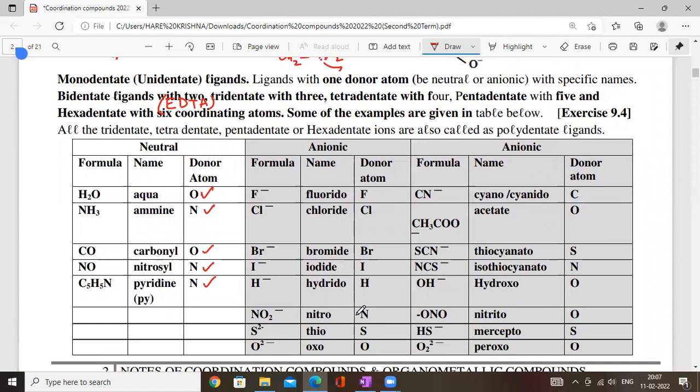Then we have sulfide, which is thio, and oxo. Then cyano or cyanido has carbon. Acetate is called acetato, right? Then SCN is called thiocyanato. NCS is called isothiocyanato. OH is called hydroxo. ONO is called nitrito-O. HS minus is mercapto, peroxo, and so on.